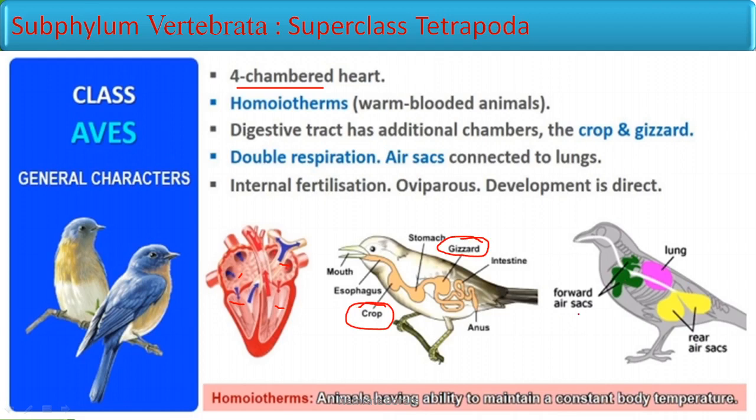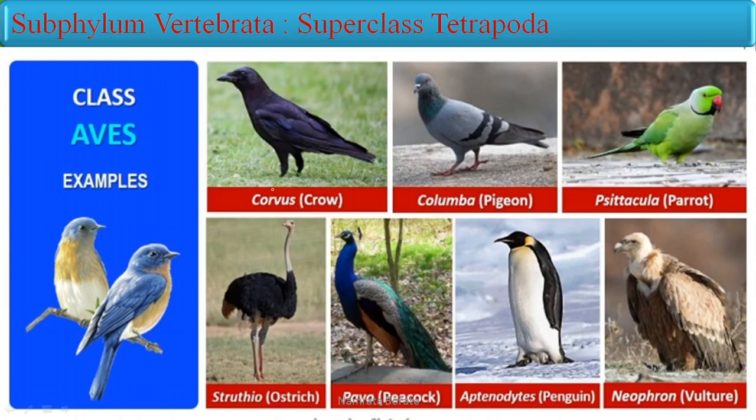There is double respiration, that is, the air sacs are connected to the lungs. Internal fertilization is there and these organisms are oviparous, means they lay eggs, and the development is direct. Homeotherms means the animals have the ability to maintain a constant body temperature. Examples are crow, pigeon, parrot, ostrich, peacock, penguin and vulture.